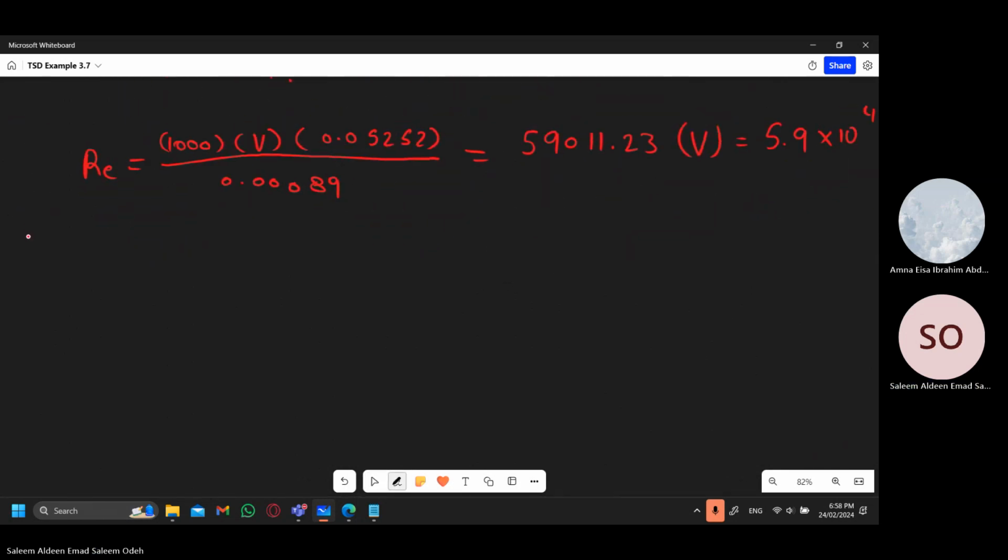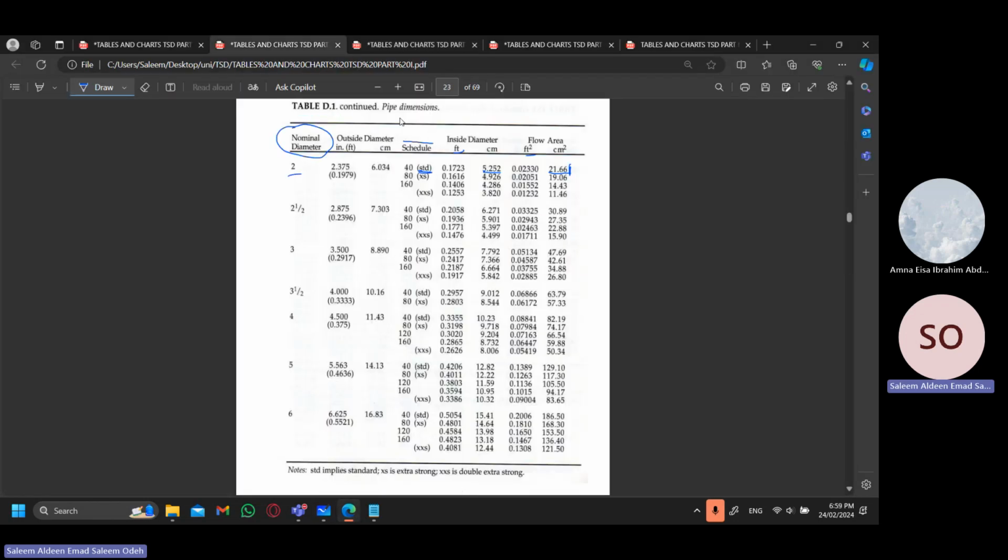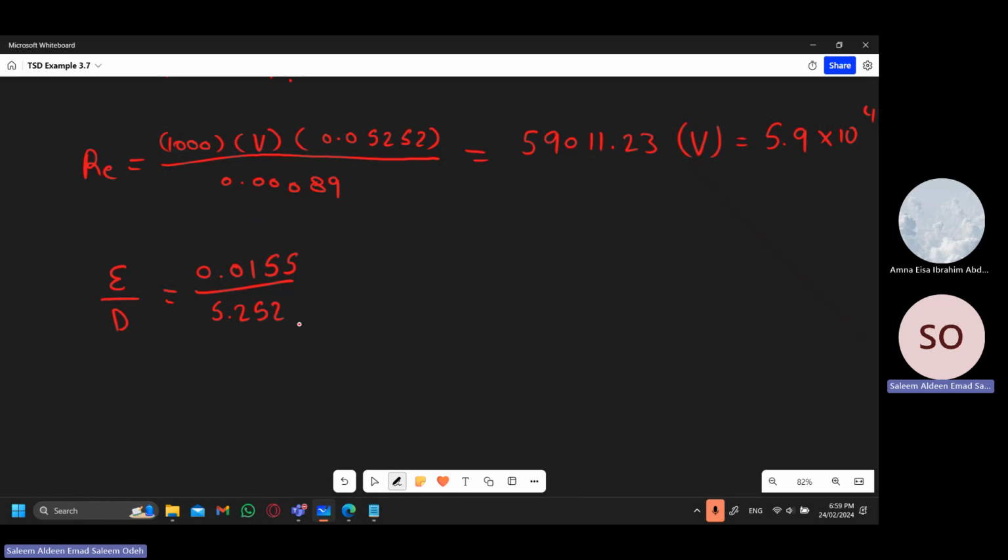Now epsilon over D is simple. We already have the roughness and we have the diameter. So we could simply write 0.0155 over 5.252. Now the roughness value in the table we got in centimeters, and so we must also use the diameter in centimeters. This comes down to 2.95 times 10 to the power of negative 3, which is also 0.00295, but we'll round it up a little and write it as 0.003.